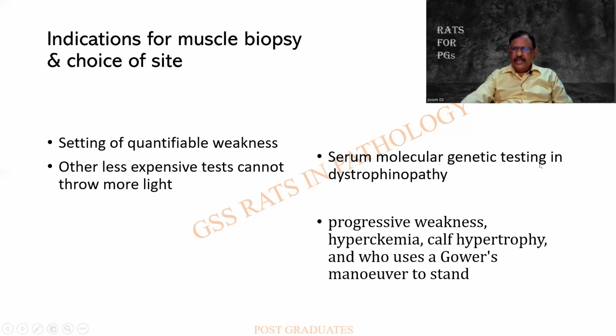Serum molecular genetic testing in a case of dystrophinopathy can be done. And whenever there is a progressive weakness, you will have to look for hyperCKemia. So here it is actually supposed to be CK. CK is creatine kinase, and when we say creatine kinase, it is the isoenzyme in a case of muscular dystrophy. When there is calf hypertrophy and a patient who is using a Gower's maneuver for standing, these all can be some indications.